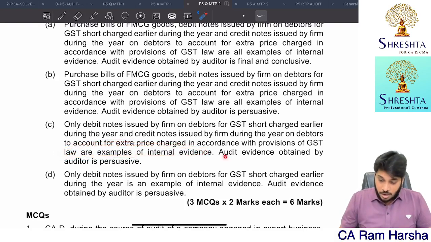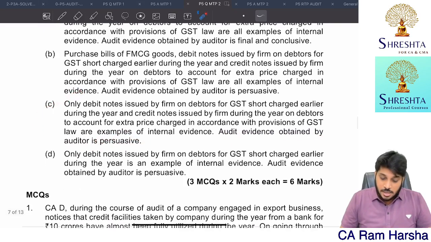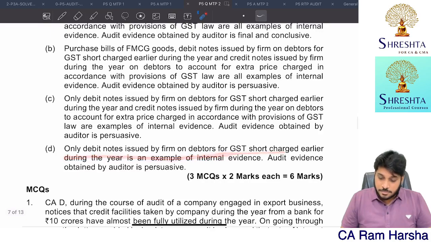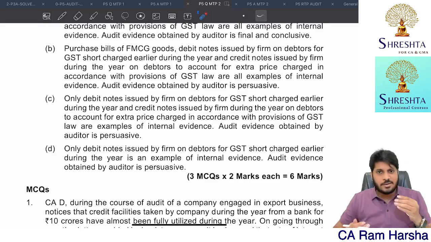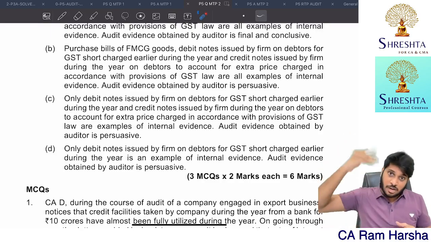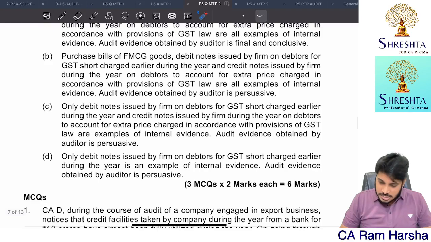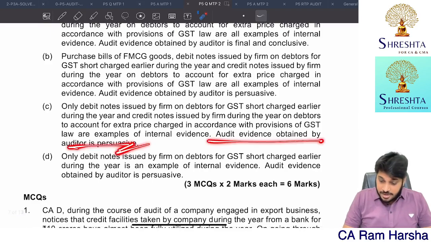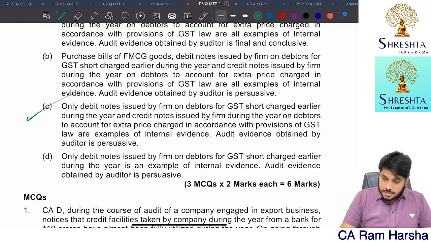Is correct. Audit evidence obtained by auditor is persuasive. This is absolutely correct. Only debit notes issued by the firm is an example of internal. No, even credit notes which we issued. What is internal evidence? Any evidence, any document that we created. Our client created. Here firm is the client. Firm only created debit note. Firm only created credit note. Purchase bill is not. Purchase bill third party will give. So the answer is C. Evidence is persuasive. Remember, C is the answer.